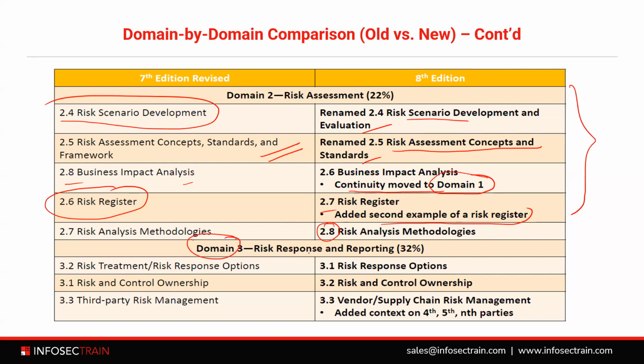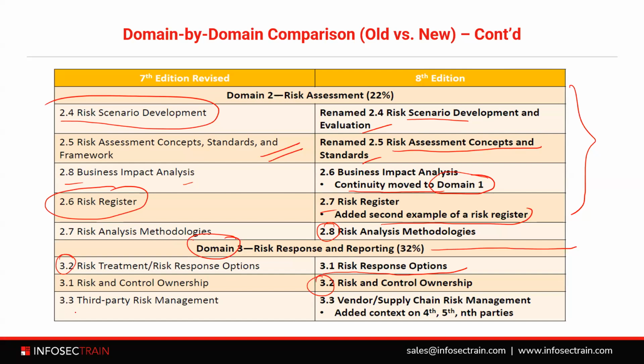Domain 3, risk response and reporting. Team, this is the major chunk of CRISC, 32% out of the total CRISC syllabus. Here 3.2 in the 7th edition was risk treatment or risk response options. Here they have clearly stated risk response options. Risk and control ownership, no change, only the section number has changed.